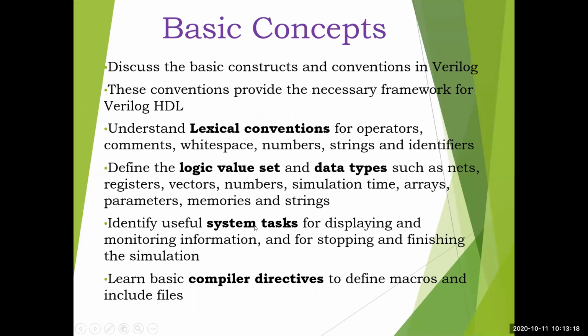Then we'll see the data types such as nets, registers, vectors, numbers, simulation time, arrays, parameters, memories and strings. These are the different data types we are going through. Then we'll consider the useful system tasks for displaying and monitoring information and for stopping and finishing the simulation. Some of these we have used in the previous example, but we don't know what they mean, so in this module we are going to learn that. And then learn basic compiler directives to define macros and include files. We'll see them one by one.